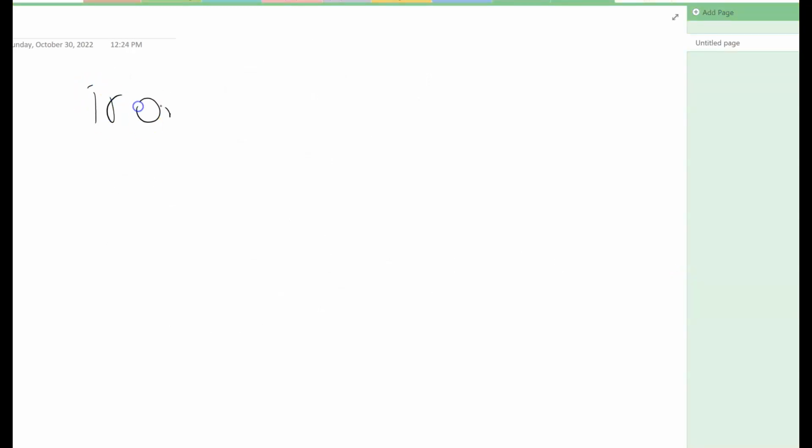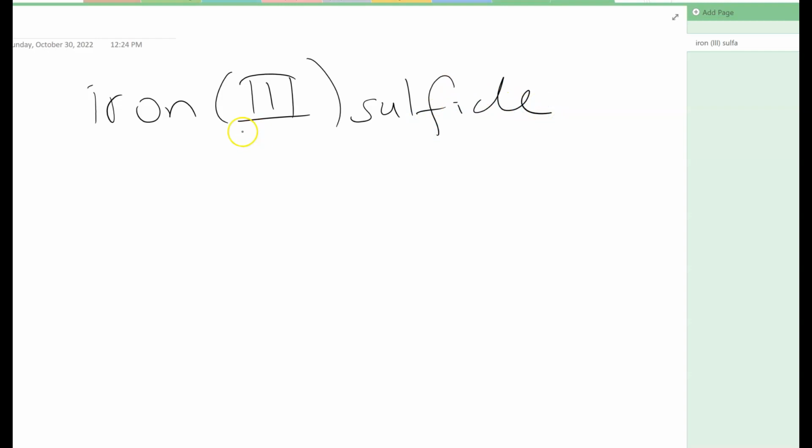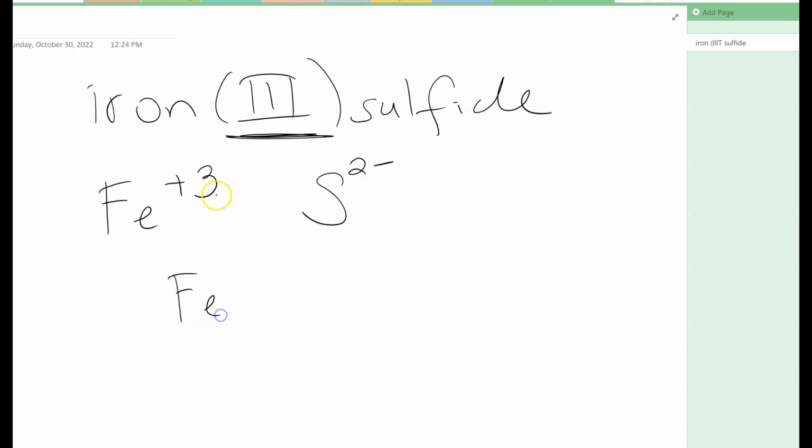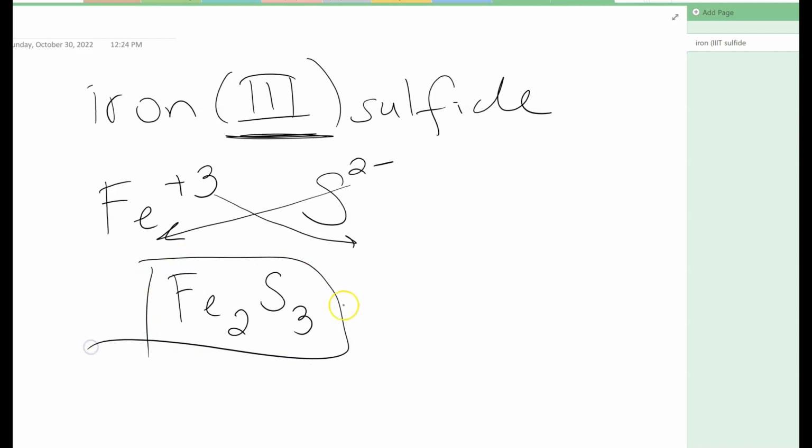Let's say we have iron 3 sulfide. So this 3 indicates the charge of iron. So it's Fe +3. Sulfide we know is a group 16 element, so it's 2 minus. And so when we put them together, we're going to crisscross these charges. So it's going to be Fe2S3. So you do the opposite if the compound is given and you want to name it.